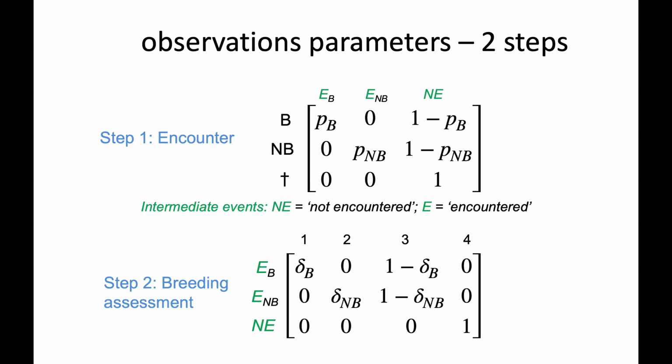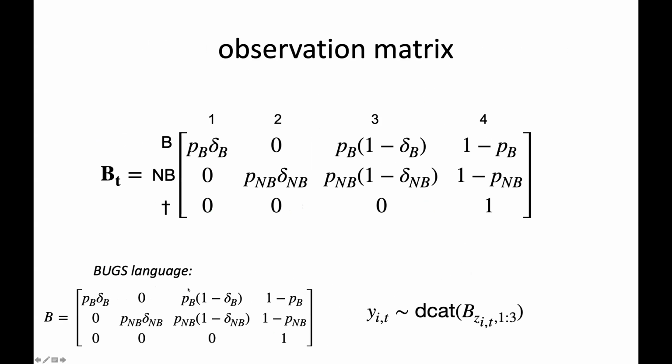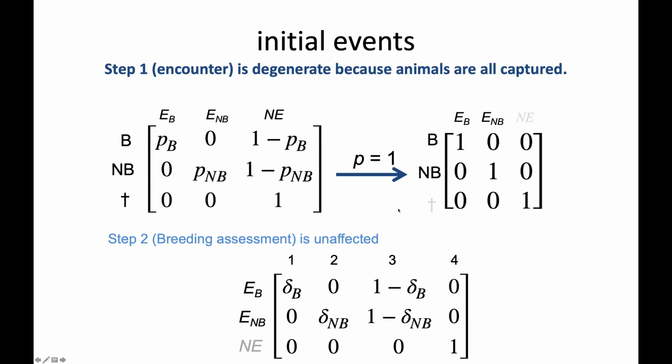The last thing I want to go through is this observation matrix. When we are at the initial state, there is something we need to take care of: the encounter is a bit degenerate, in the sense that when you are at initial state, all animals are captured. That's the first encounter of any individual. You are all captured, so the detection probability is 1, whatever your state.